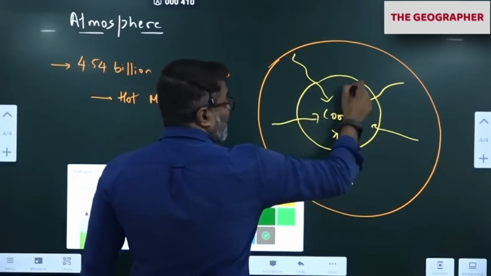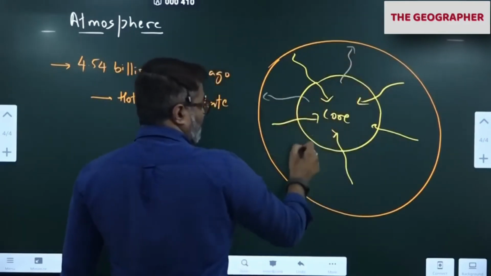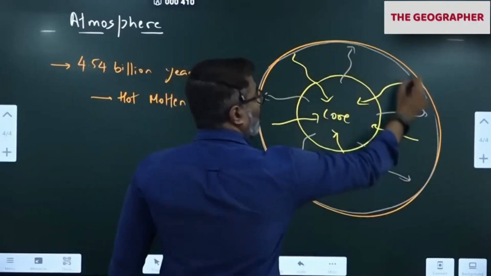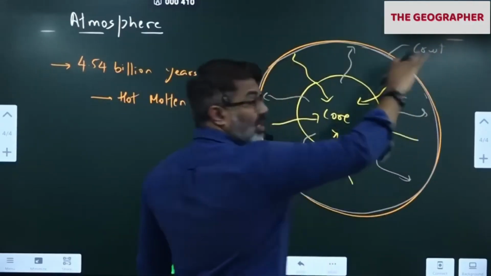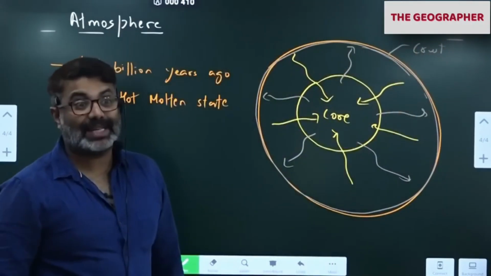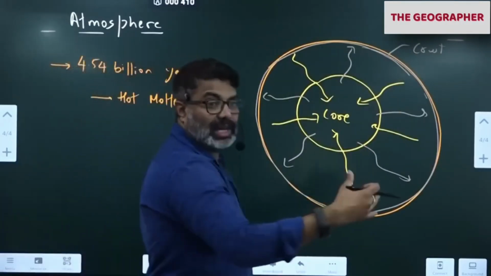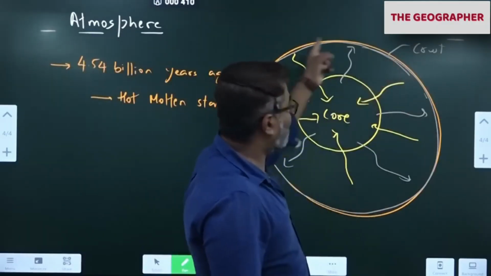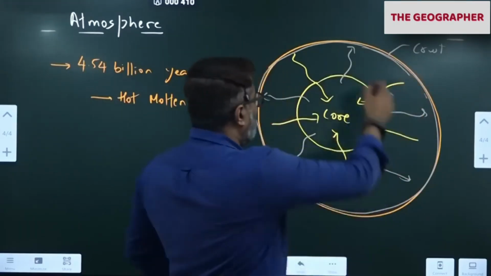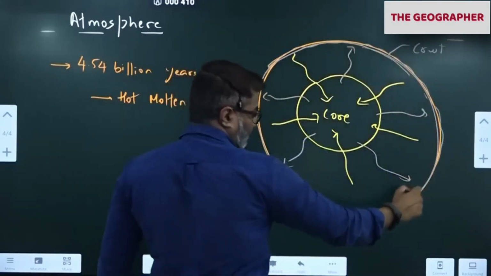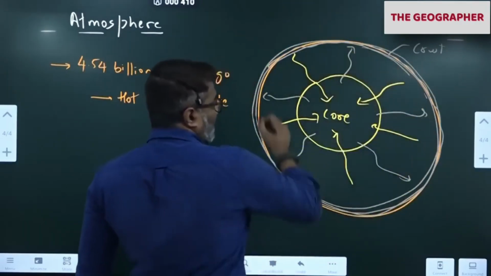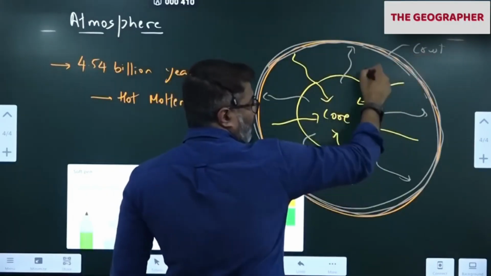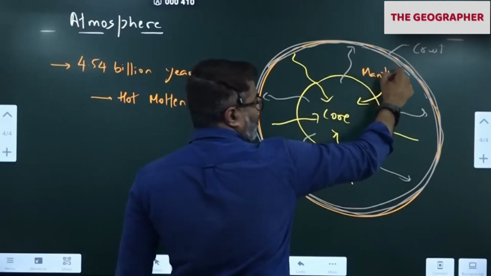All the lighter elements like gases, alumina, silica, manganese came up and collected on the surface, forming the crust. So the crust is the outermost layer containing low density minerals and gases, like hydrogen, helium, argon, krypton, xenon. The intermediate layer, which is neither near the crust nor the center, is called the mantle.